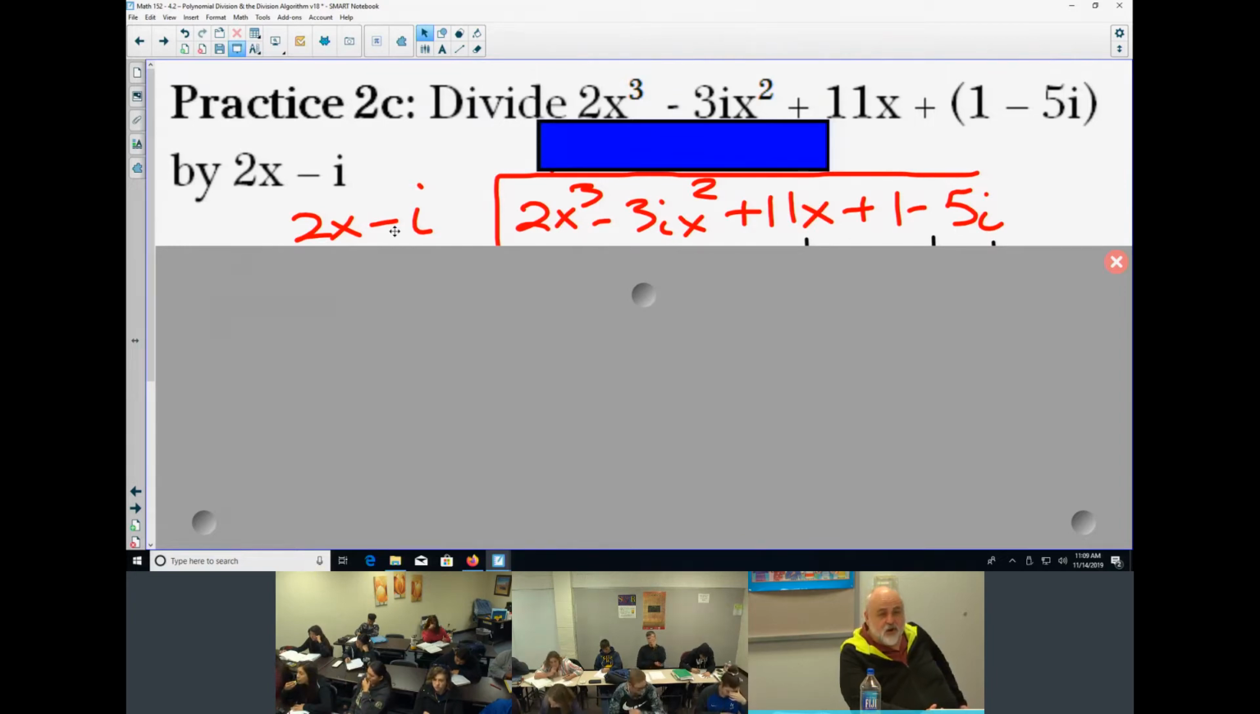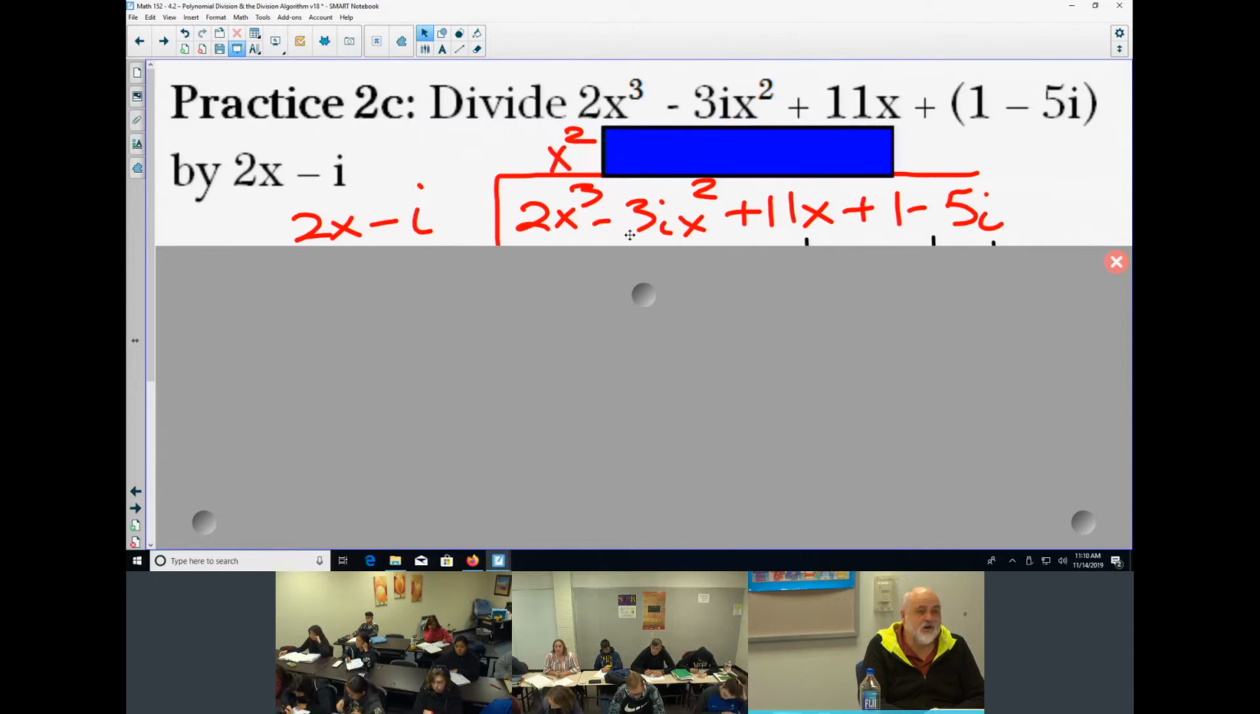So it looks a little weird when you're setting it up because you have some terms with i's in it. Okay? All right, so did anyone try this and want to see if they got the right answer before we start going through it? Anybody tried already? All right, well, let's just go through it. So you look at the leading terms. So 2x and 2x cubed. So what times 2x would give you 2x cubed? X squared. So you write the x squared up there.